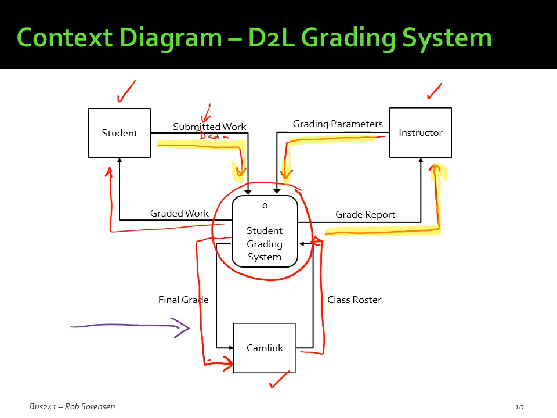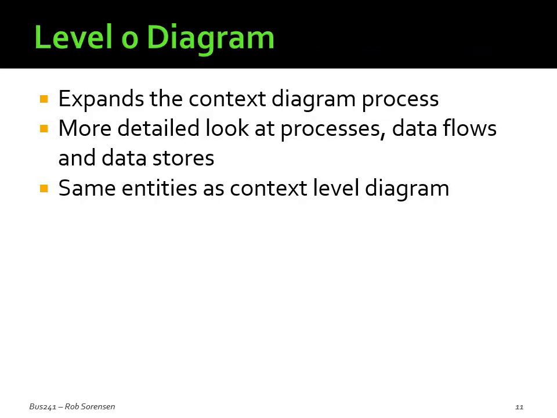I've only got really a couple things on here. But can I take it a step further? Sure. Let's look at the level 0 now where I say, let's break out that middle process and describe it in more detail into sub-processes. So let's do that next. The level 0 diagram, that's where we expand the context diagram main process into sub-processes. That gives us a more detailed look.